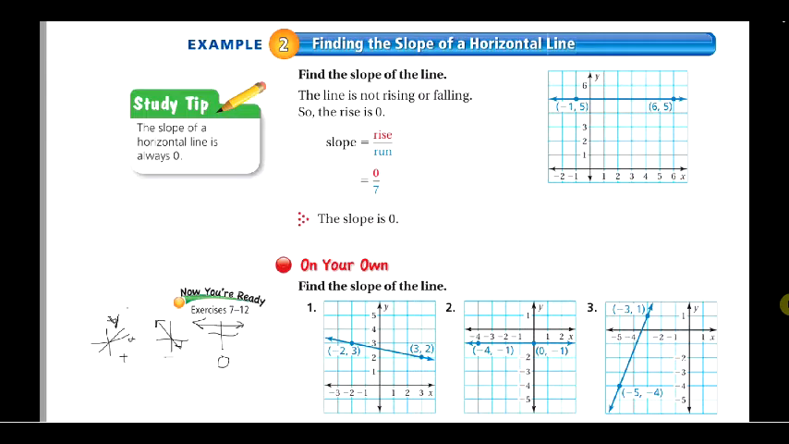And if you look at it here, if we were to look at its rise and its run, this line is running from these 2 points over 1, 2, 3, 4, 5, 6, 7, but it does not rise at all. So 0 divided by 7, or 0 divided by any number, is just 0.